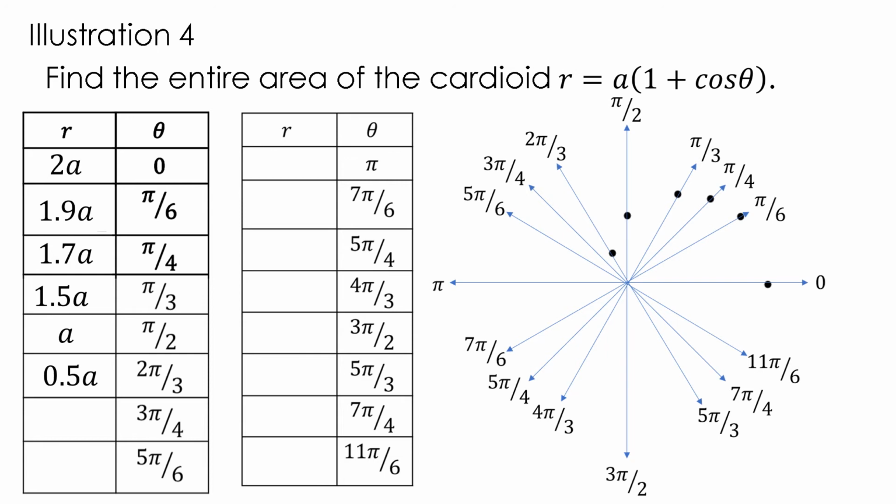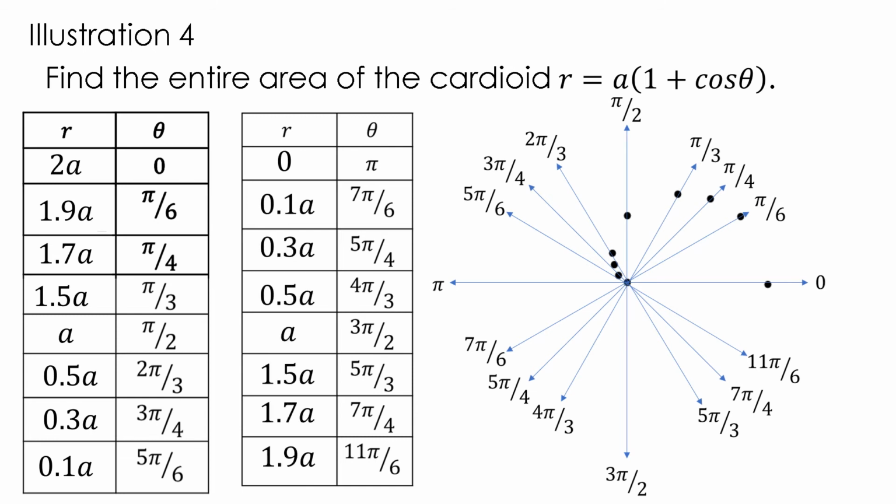If theta is 3 pi over 4, the radius r is equal to 0.3a. If theta is 5 pi over 6, r is equal to 0.1a. If theta is equal to pi, r is equal to 0. It follows that if we assume the other sets of theta, we get the same values in the first and in the second quadrant. From here, we now can plot our cardioid.